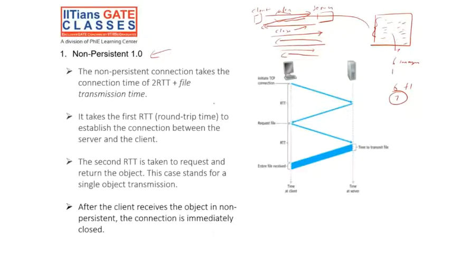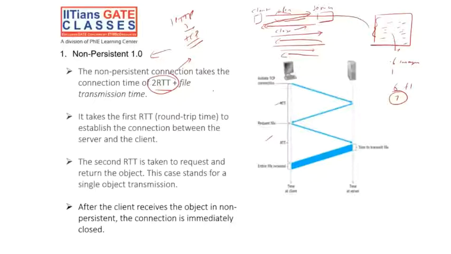Now how will you see it in terms of RTT? In a non-persistent connection, take the connection time as 2 RTT. Round trip time, you know, this is 2 RTT, plus file transmission time. This is for one TCP connection. Why TCP? Because HTTP uses a TCP connection in the transport layer. That's why I'm saying TCP connection. So a non-persistent connection takes a connection time of 2 RTT plus file transmission time.